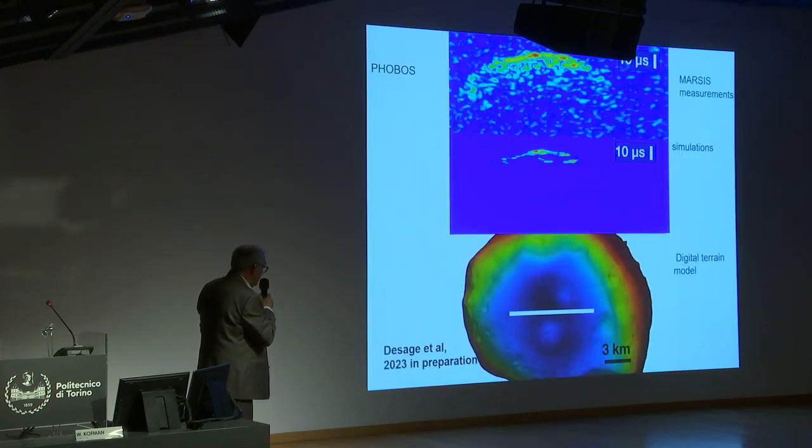Here I show you the new results which I prepared, the Phobos measurements of MARSIS. These are the measurements on Phobos. This is the simulation of the echo with the Phobos digital terrain model. You can see very good correspondence between these echoes and this one here, which is just the surface echo. All these other things are rather noise, real noise. In the simulation we don't have this kind of noise because these are the real measurements. And here is the plot of the orbits over Phobos.